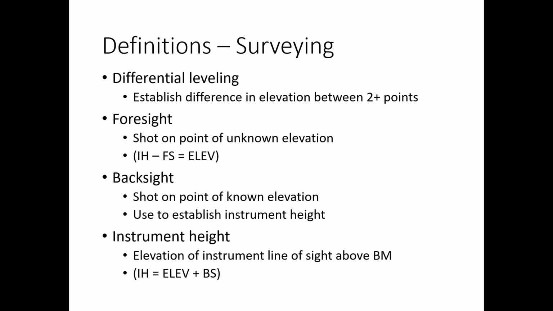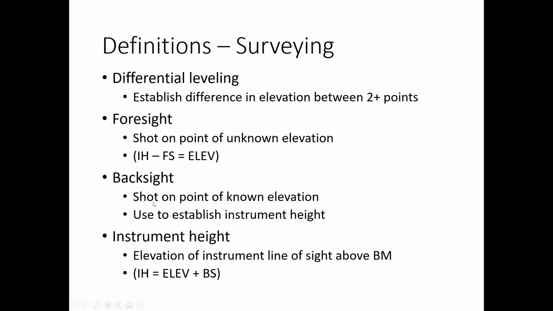Within differential leveling, there's a couple of concepts you need to understand. For one, we discussed benchmarks, but a foresight, or foreshot, is a shot on a point of unknown elevation. I guess I should have put these the other way, but to calculate the elevation, it's the instrument height minus the foresight. The foresight means the reading on the rod. So when we look at our target, what's the reading of how many feet above ground are we?